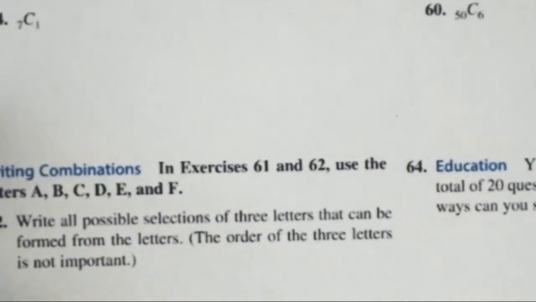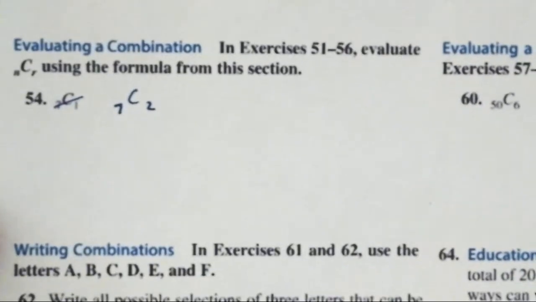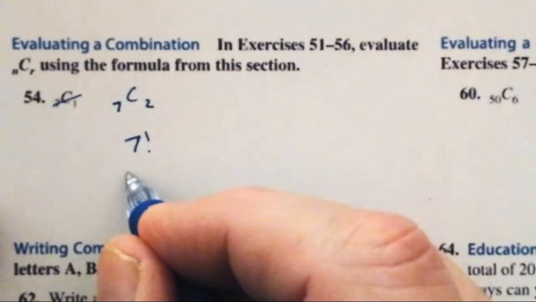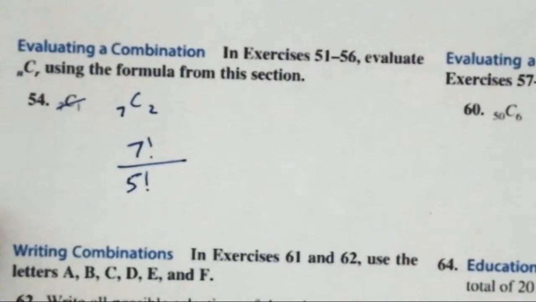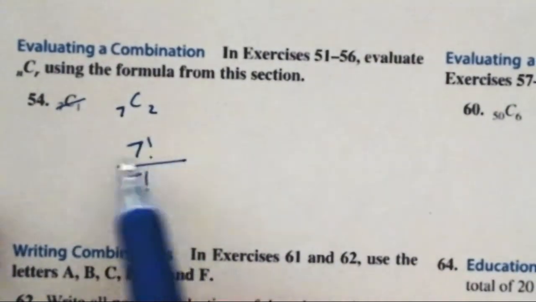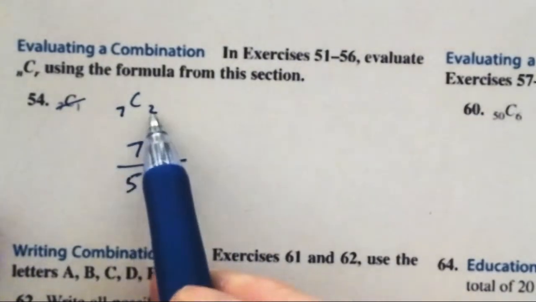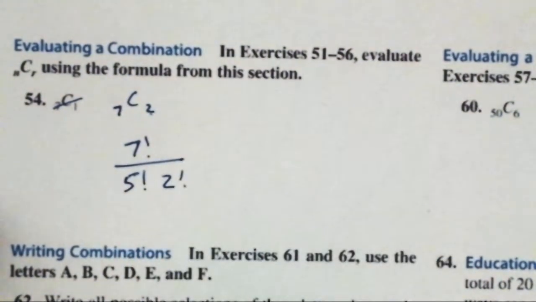All right, here we go. 51 through 56. Use the formula to calculate. This will be more interesting if I call it 7C2. And it starts out just like a permutation. It's 7 factorial over 7 minus 2, 5 factorial. But we have to ask ourselves, hey, all the orderings are figured into this. All of the different orders are figured, and we chose 2. How many different ways can I order those 2 choices, then 1 choice, 2 factorial?